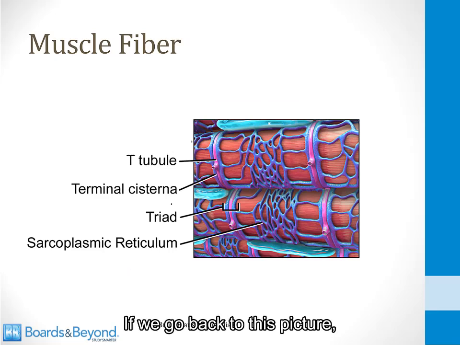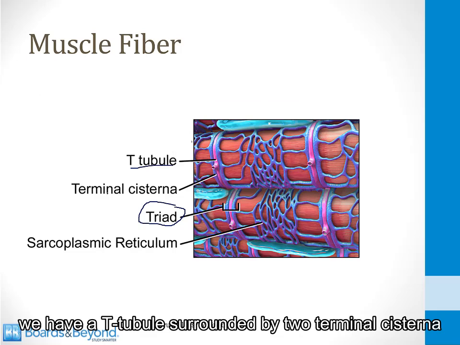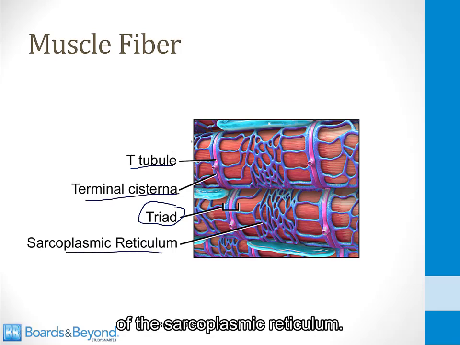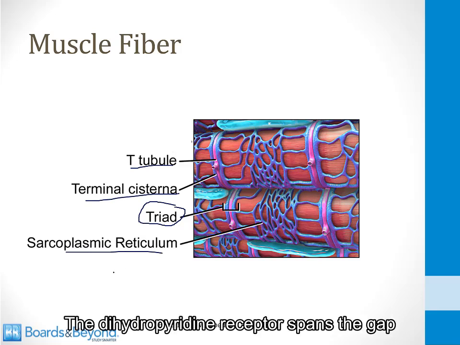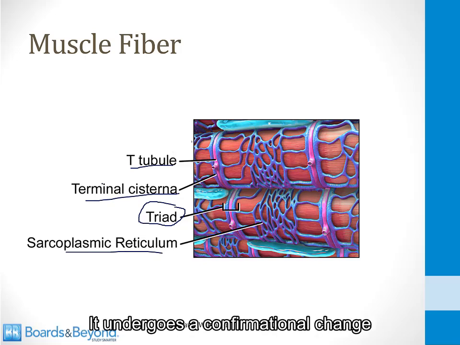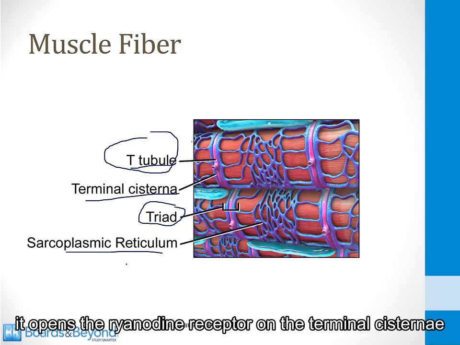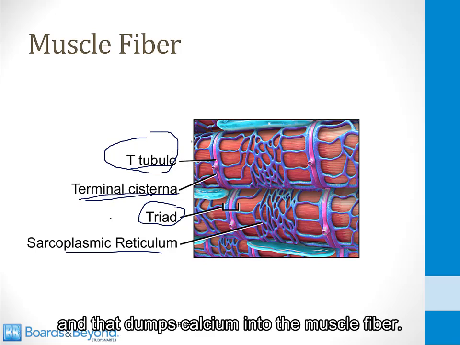If we go back to this picture showing a triad in a muscle fiber, we have a T-tubule surrounded by two terminal cisterna of the sarcoplasmic reticulum. The dihydropyridine receptor spans the gap between the T-tubule and the terminal cisterna. It undergoes a conformational change when the T-tubule depolarizes, and when it does, it opens the ryanodine receptor on the terminal cisternae, and that dumps calcium into the muscle fiber.